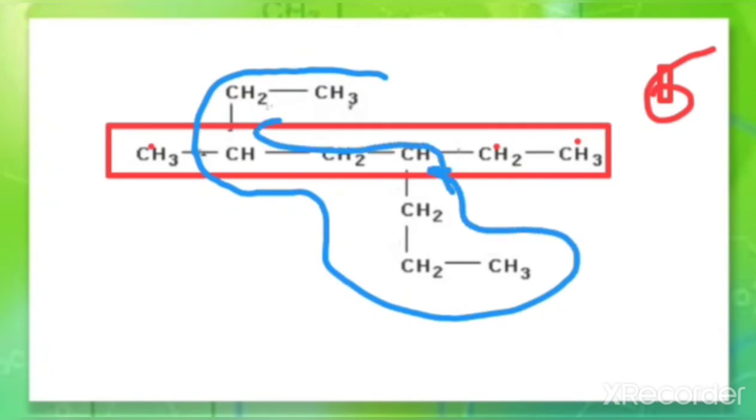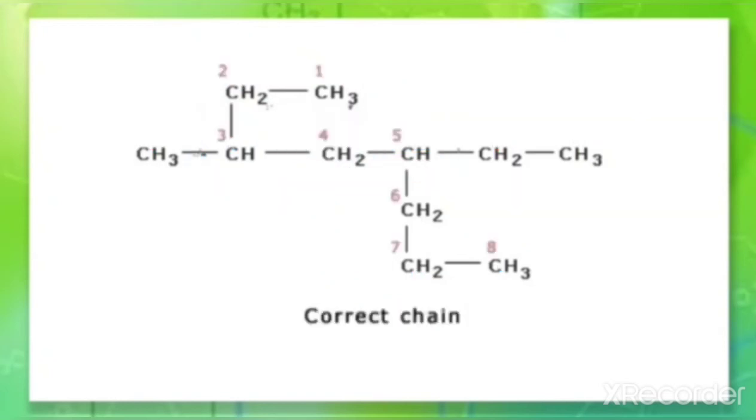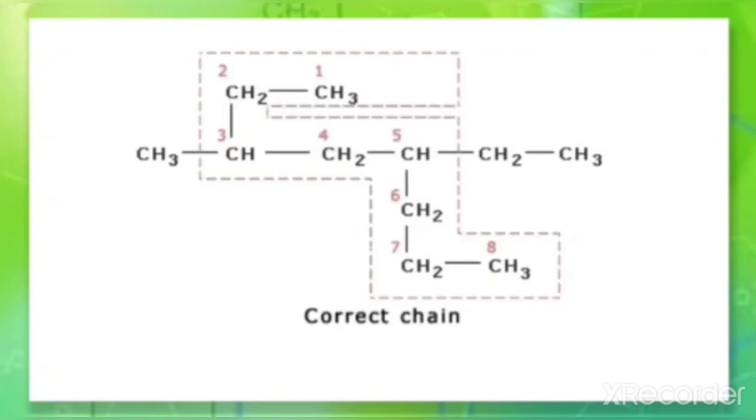This is also one possibility. So how many carbons are here? 1, 2, 3, 4, 5, 6, 7, 8. Here we are getting 8 carbons, and you can see all the carbons are in a continuous way, that is, in a connected way. So this is the right way of selecting the correct chain, that is these carbons, and here just make the box to show this is the main chain.